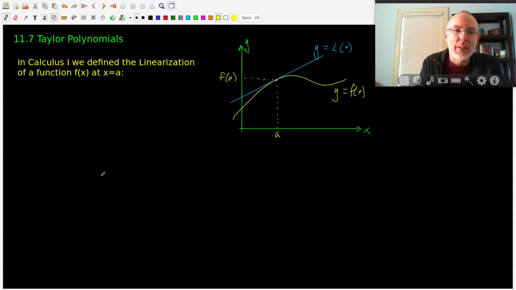Welcome back. Today we're going to build on some ideas from Calc 1 and define this idea of Taylor polynomials, which are improved approximations to the functions that we are looking at.